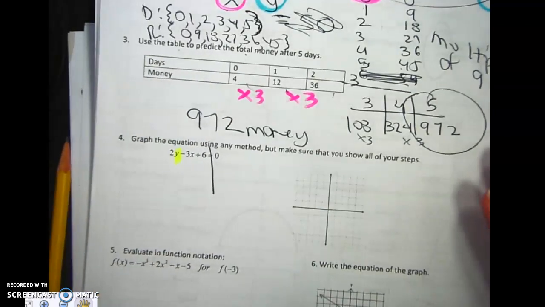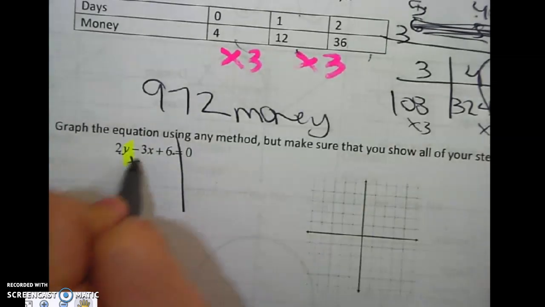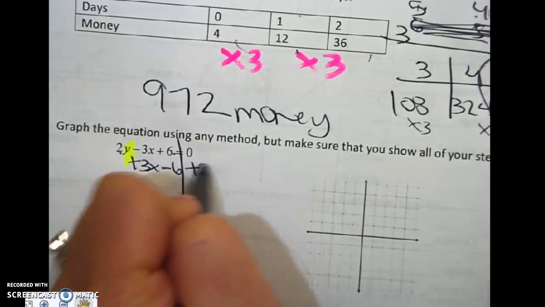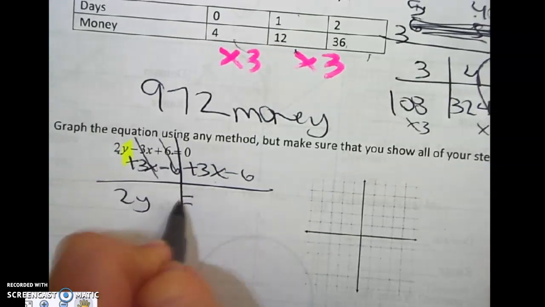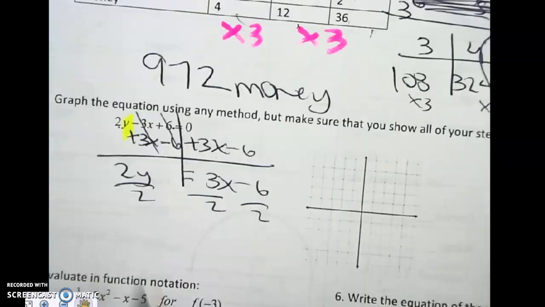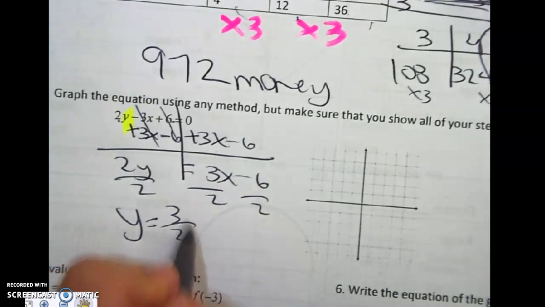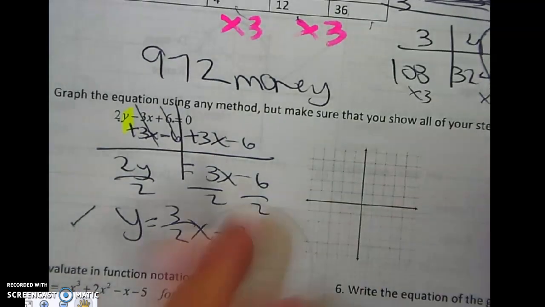So let me zoom that in a little bit more. So I've got to move this, this, and this. This I can add and subtract. I'm going to do that all in one step. I get 2y equals 3x minus 6 divided by 2. Remember, I like dividing them individually. That way I'm careful and I don't make silly mistakes. There's my answer in slope-intercept form.